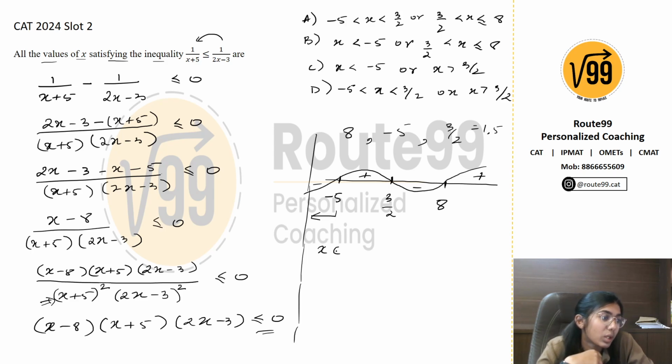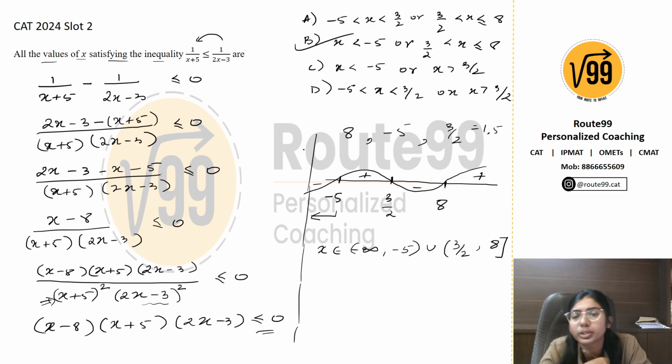So x belongs to minus infinity to minus 5, union, can I include 3 by 2? Also no, it is also in the denominator. 3 by 2 to 8. Can I include 8? Yes, it is in the numerator. So what is the relevant option? I guess option B. Yes, less than minus 5 and this. So option B is the correct answer.